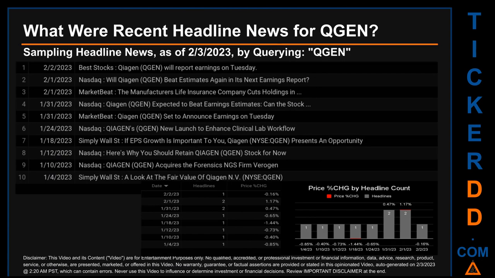What were recent headline news for QGEN? Today, Friday the 3rd of February 2023, I sampled one of our news aggregators for latest headlines for this ticker. I did so by searching specifically by a keyword that may appear, broadly, in the title or the body, of discoverable news articles. The keyword that I used was the ticker symbol, QGEN. The results show 10 unique headlines, published across 8 unique dates.